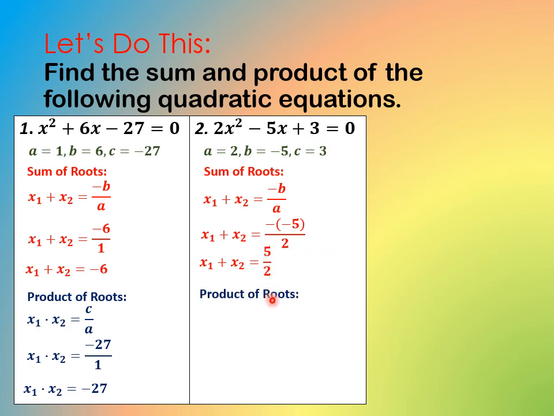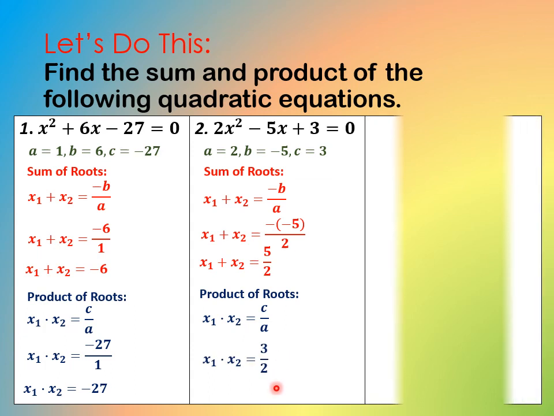How about the product of roots? We have the formula C over A. C is 3. A is 2. So we have here 3 halves.